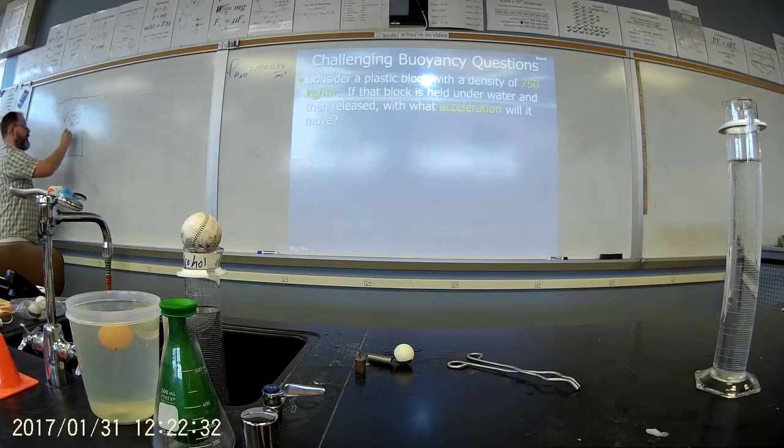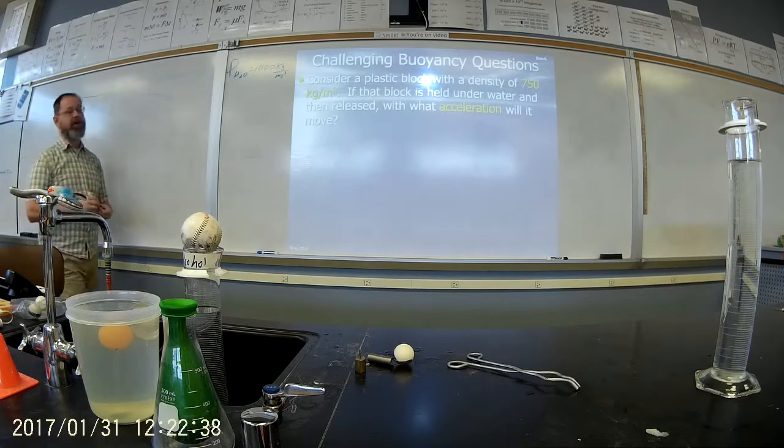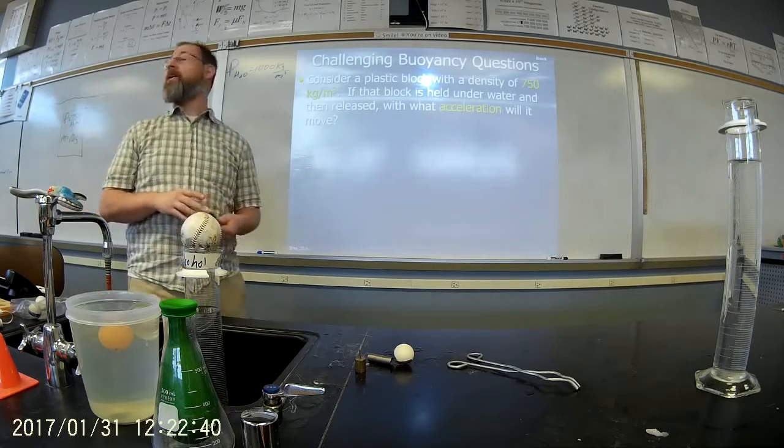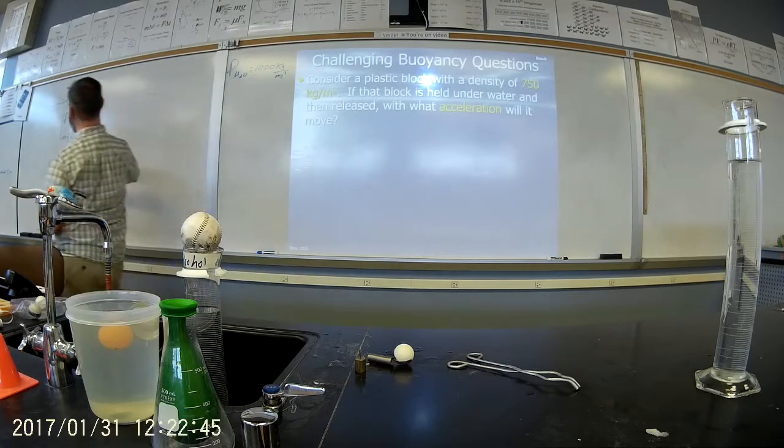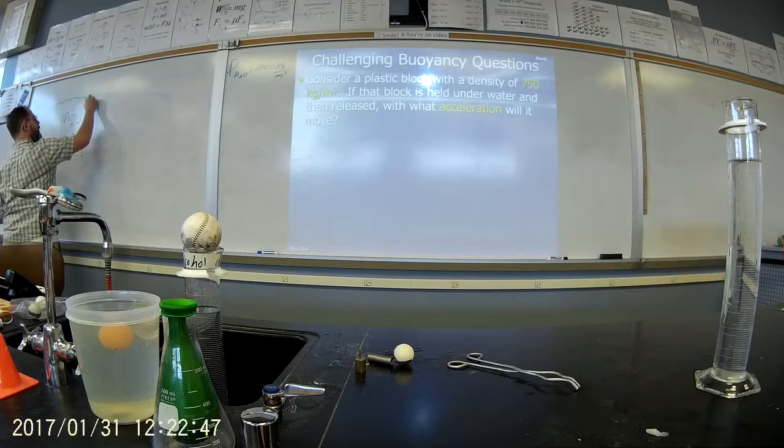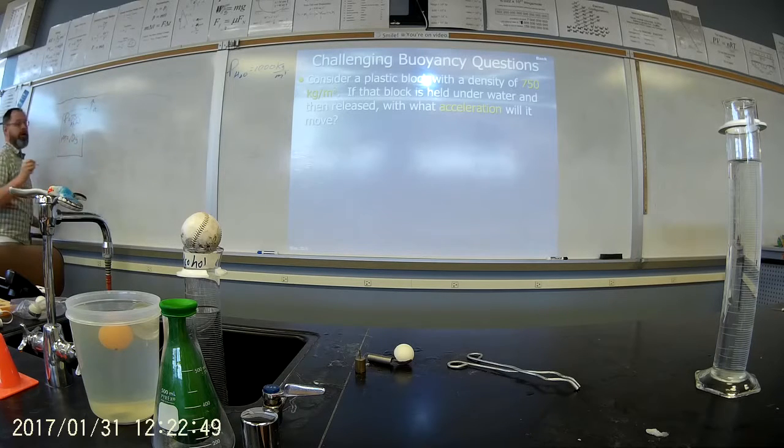Okay. Can you see this in the back? Okay. So the block has a mass of 10 kilograms and a density of 750 kilograms per cubic meter. So when the hand is removed, it's going to accelerate upward. I want to know how fast. What will be its magnitude of acceleration?